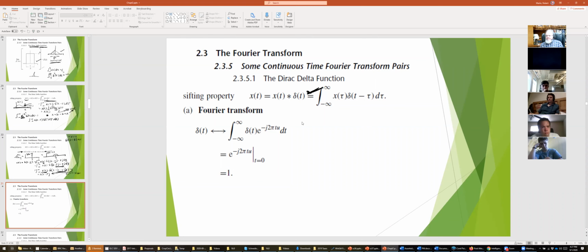Every algebra has a unit operator. What's the unit operator for addition? It's 0, right? You add something to 0 and you get the same thing back. For multiplication, the unity operator is 1. You multiply something by 1, you get the same thing back.